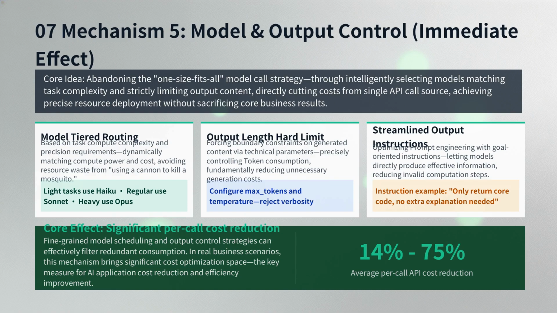The fifth mechanism is model and output control, immediate effect. The core idea is don't use a sledgehammer to crack a nut. For simple tasks, use lightweight models; complex tasks, use mid-tier models; only deploy heavyweight models when necessary. Meanwhile, by limiting output length and giving concise instructions, ensuring agents' responses are succinct and on topic. These measures directly reduce per-call cost by 14% to 75%.